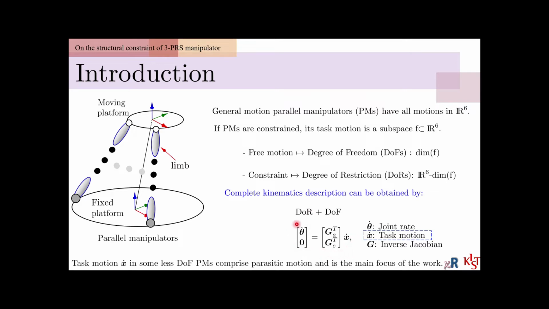We have a joint rate, inverse Jacobian, and constraint compatible task velocity. For some lower DOF parallel manipulators, x dot, the constraint compatible task velocity, is not only the degree of freedom of the manipulator, but also the parasitic motion. Parasitic motions are dependent motions that occur in the direction of the restriction space.